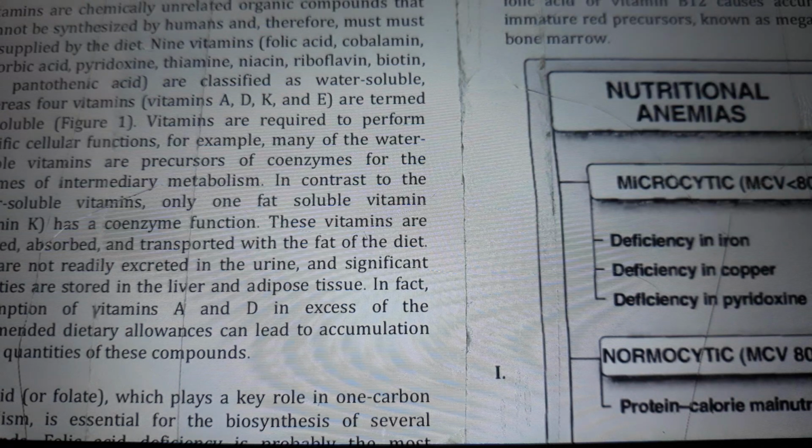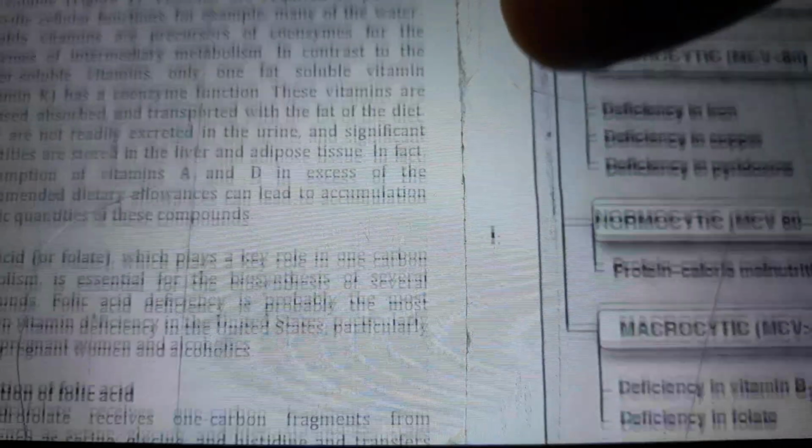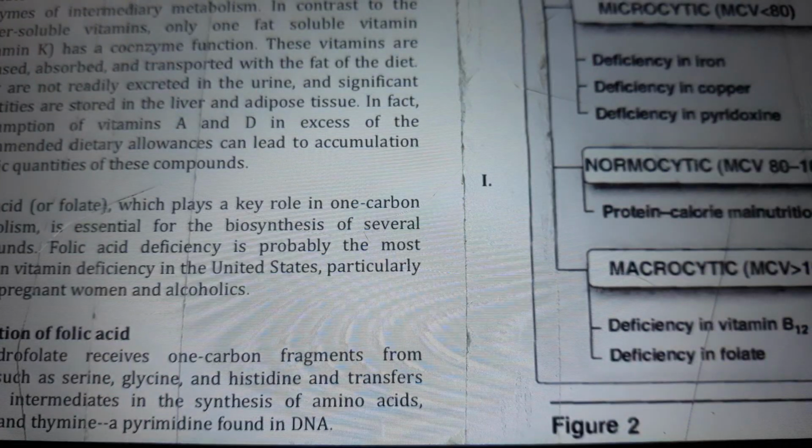Vitamins are required to perform specific cellular functions. For example, many of the water soluble vitamins are precursors of coenzymes for the enzymes of intermediary metabolism. In contrast to the water soluble vitamins, only one fat soluble vitamin, vitamin K, has a coenzyme function. These vitamins are released, absorbed, and transported with the fat of the diet. They are not readily excreted in the urine, and significant quantities are stored in the liver and adipose tissue.